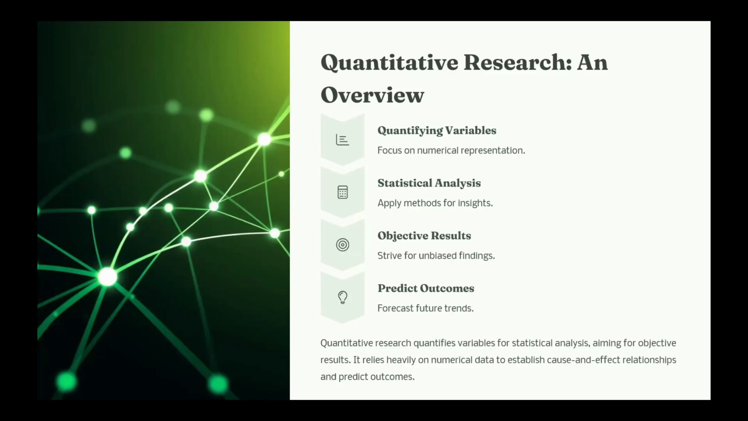It also aims for objective results. It relies heavily on numerical data, like I've said, to establish cause and effect relationships and to predict outcomes. Cause and effect has to do with the relationship between your dependent variable and independent variables, and all other variables, not just independent, because there are some other variables that are proxy variables and dummy variables, especially when you get into regression analysis.